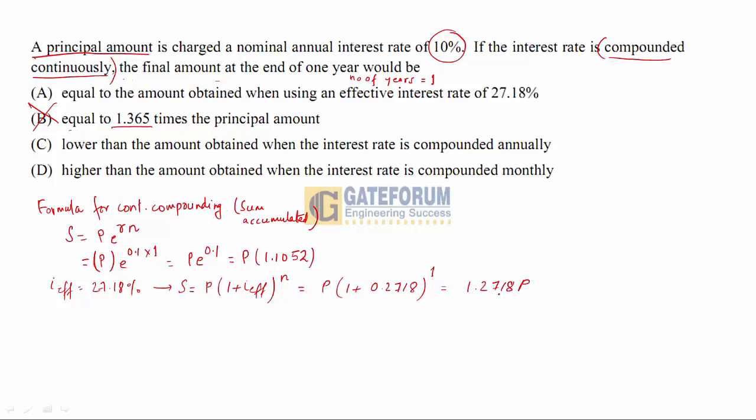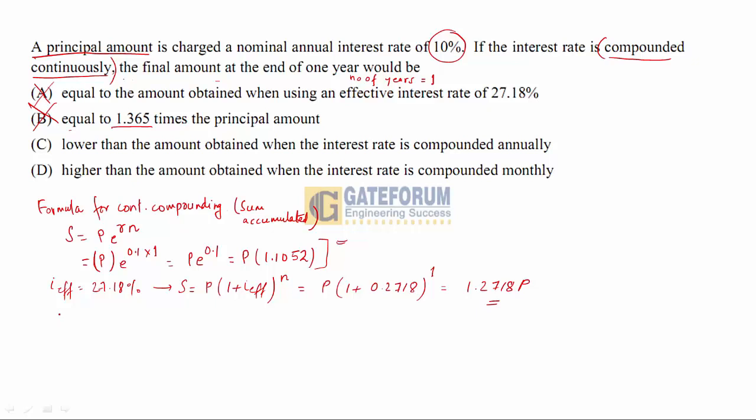1.2718 into P. So what it says is that it is equal to the amount obtained when using an effective interest rate of this much, but by the actual formula we are getting 1.1052 times, and by this effective annual interest we are getting 1.2718. Again this and this are not matching, so option A is also eliminated. Here, first let me introduce the concept of continuous compounding. Actually I should have done it first, but doesn't matter.